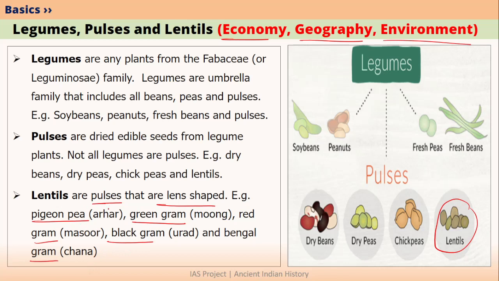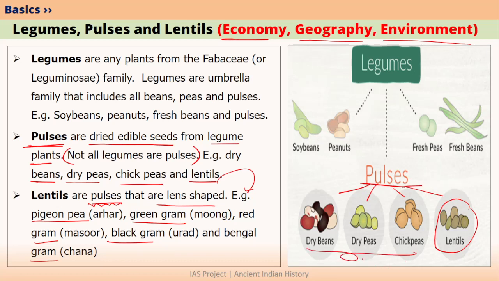Now, when we talked about lentils, we talked about pulses. We said that lentils are pulses. What exactly are pulses? Pulses are nothing but dried edible seeds from legume plants. So we must observe that all legume plants are not pulses, but dried edible seeds of some legume plants are called pulses. Examples of pulses can be dry beans, dry peas, chickpeas, and lentils. Lentils are obviously pulses. So we can see here that within pulses, we have different kinds, let's say 1, 2, 3 and 4, and lentils is a type of pulses. All these pulses are not lentils.